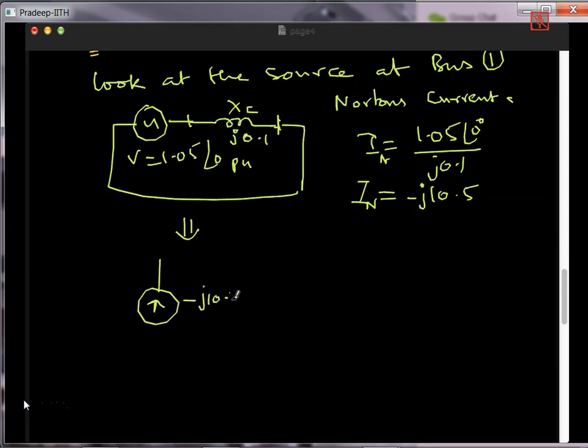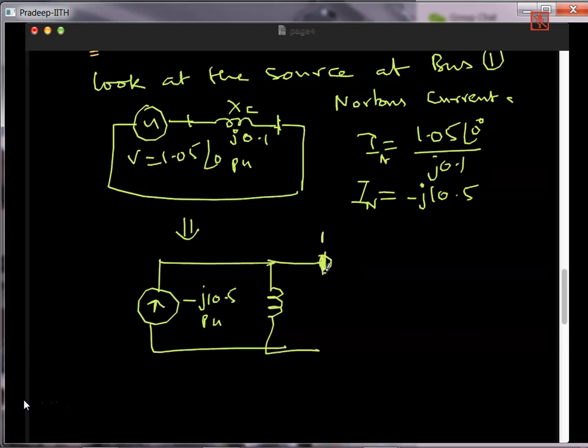Minus J10.5 per unit in parallel with. So this is your bus 1 and this is your J0.1. So this is X. If I represent it as Y, then it will become minus J10. That is, the reactance will be J0.1, the admittance will be minus J10. And this is your grounding. Now after this bus 1, what do you have? You have some bus 2 here.